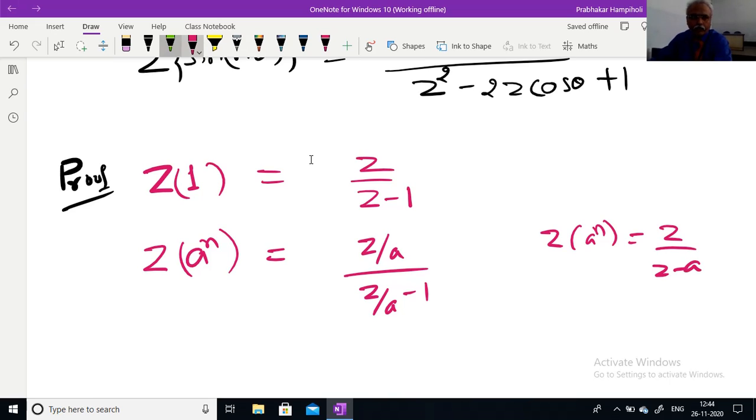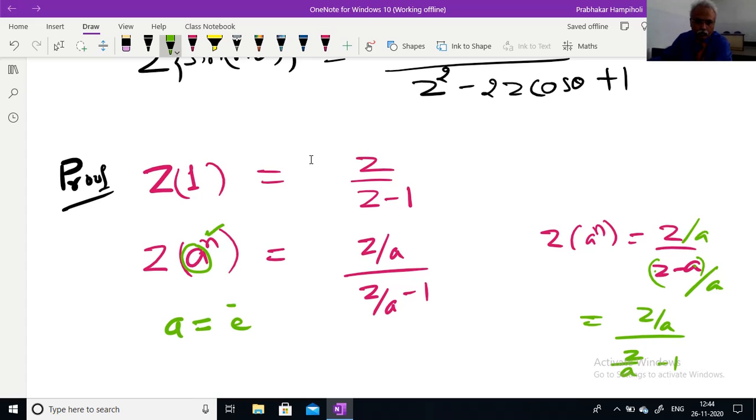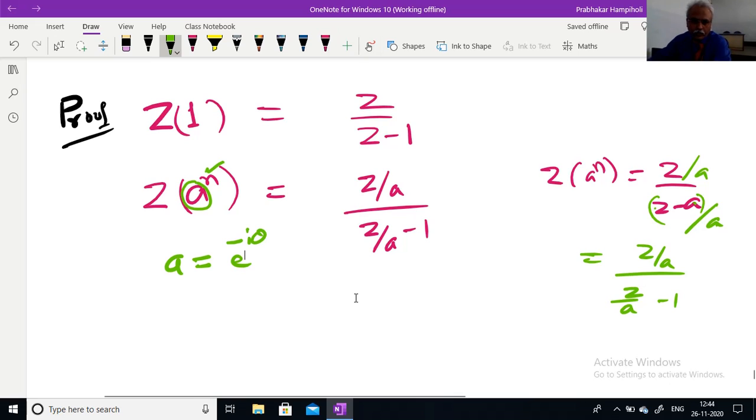Again, if you divide by A and A here, it looks like Z by A divided by Z by A minus 1. So here also you divide by A, here also you divide by A is 1. Now, I will put A equal to some constant, whichever is not n, it is constant. So instead of A, I will put e raised to minus i theta. So here n is not there, it is constant. That means wherever A is there, you have to put e raised to minus i theta.